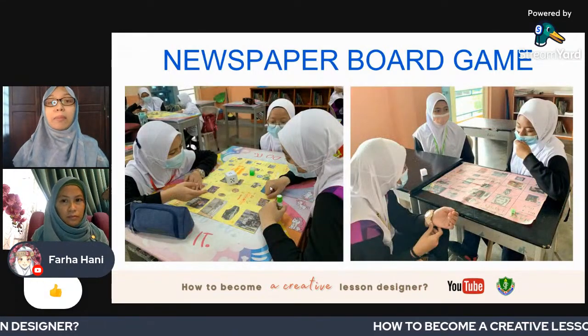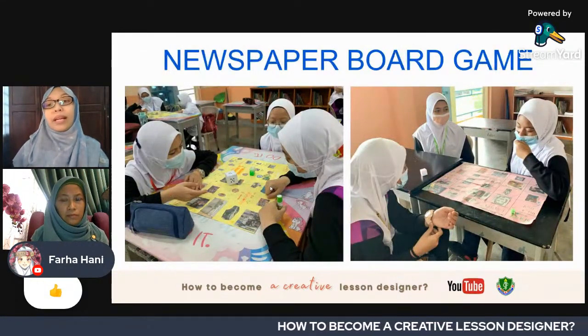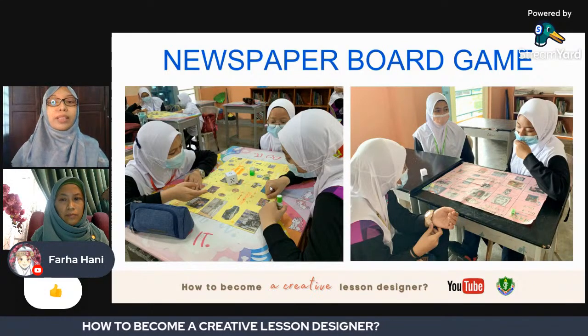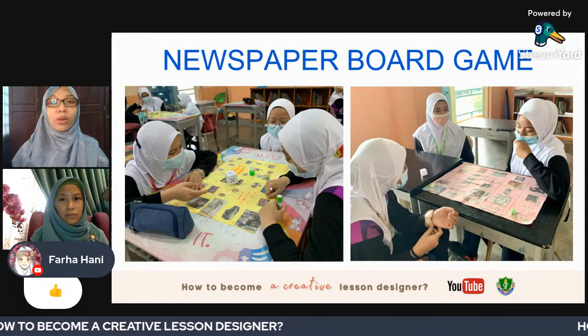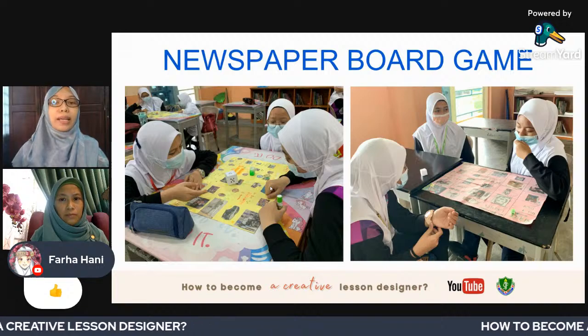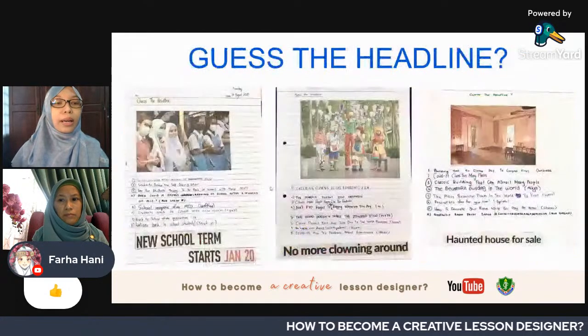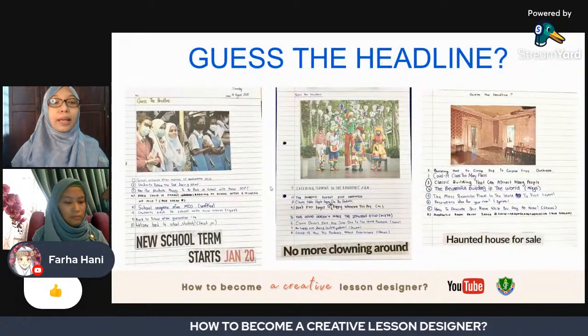Okay, so these are some of the pictures of the activity carried out in my Form 1 class. So I think if you are non-language teachers, I believe that you can also use a board game technique to add some fun to your lesson. All right, next one, guessing the headline.